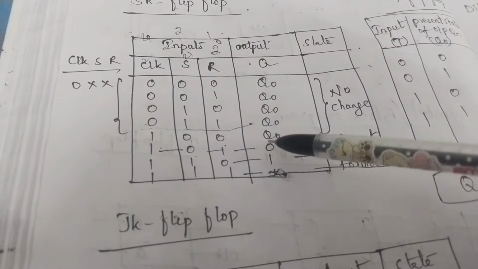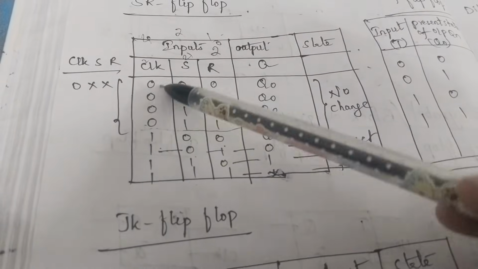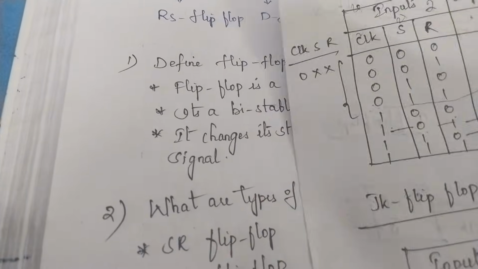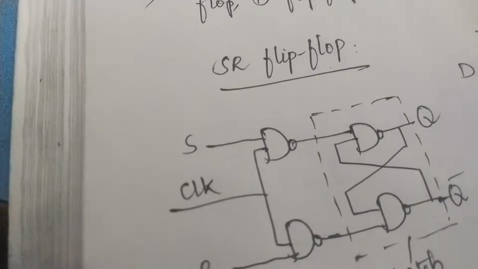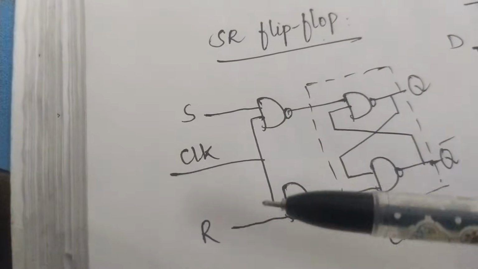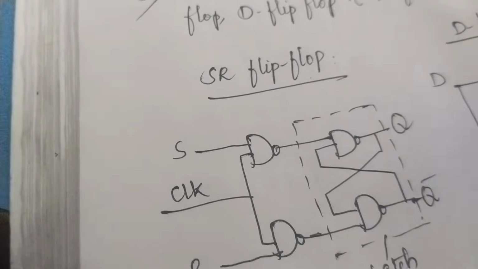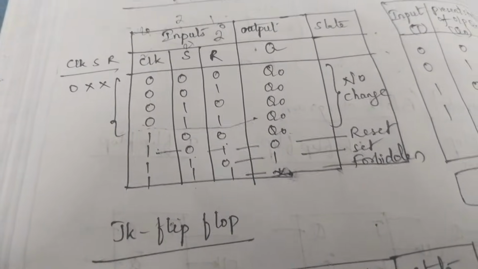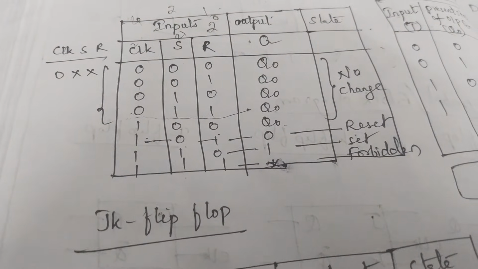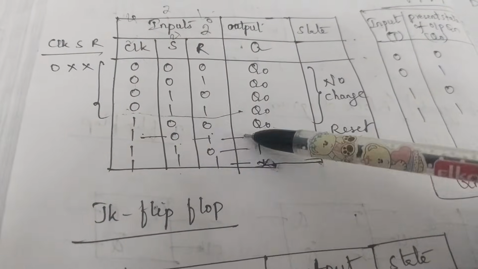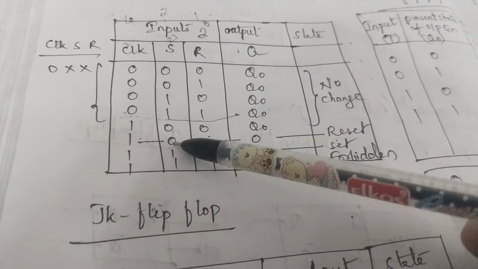I could explain how we get all this no change. If you put all these values into the circuit diagram, that is by keeping S 0, clock 0, R 0, then you can know how we are getting the outputs. But I'm not going to explain that in detail because this is the final revision session I'm giving you to get the 14 marks. So this is when clock is 1, S 0, R 1.